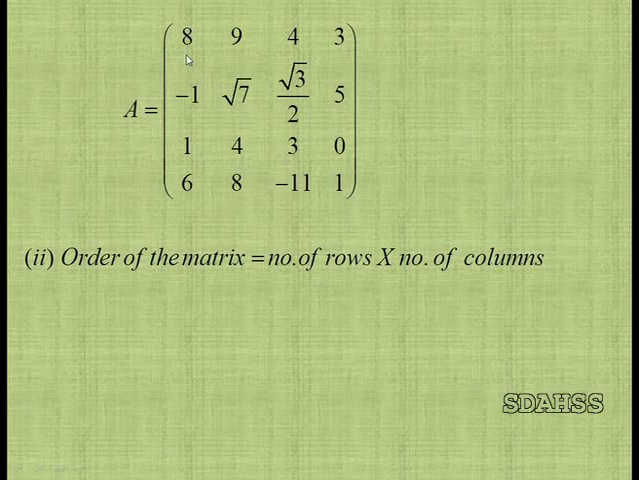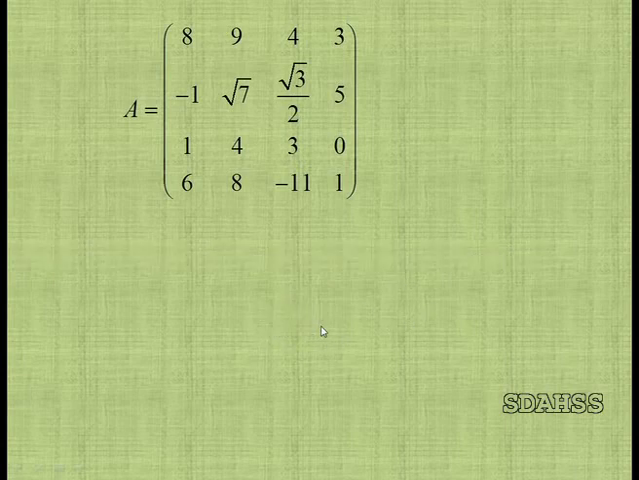Here you have to count how many rows are there in the matrix. 1, 2, 3, 4. Totally 4 rows are there in the matrix, and then you count how many columns are there in the matrix. 1, 2, 3, 4. Totally 4 columns are there. So number of rows 4 and number of columns 4. So we can write 4 into 4.